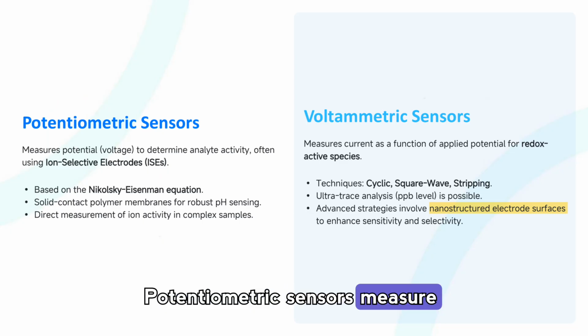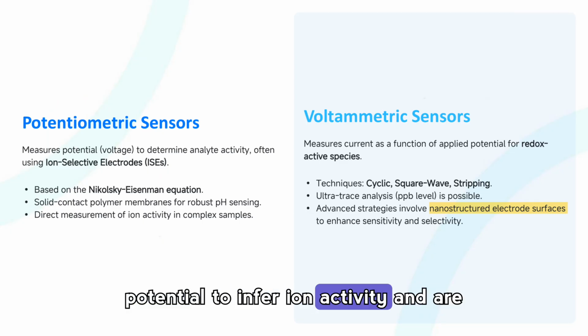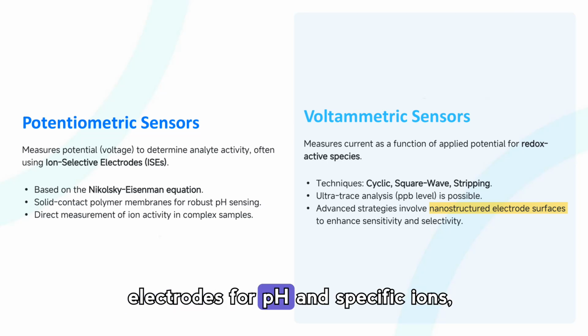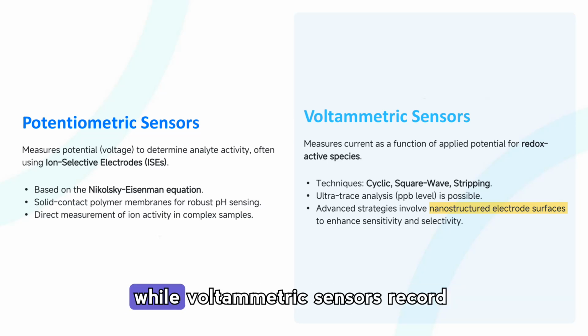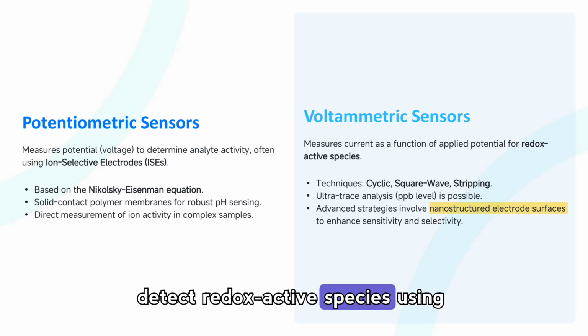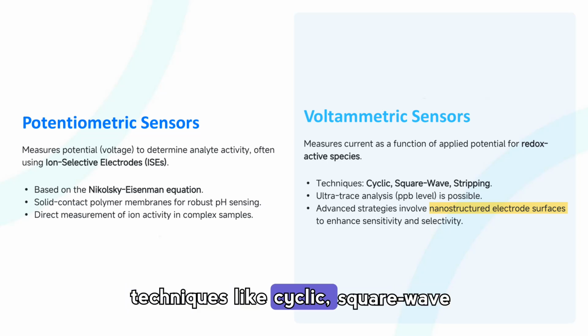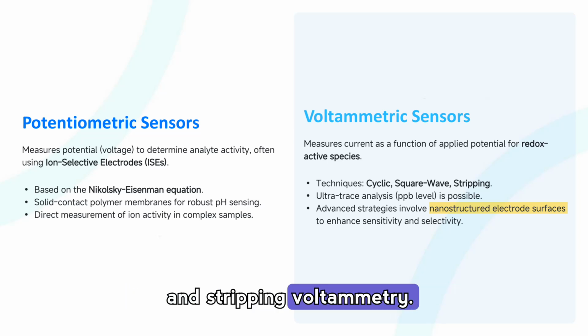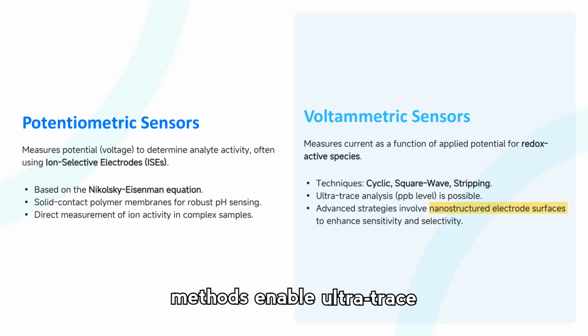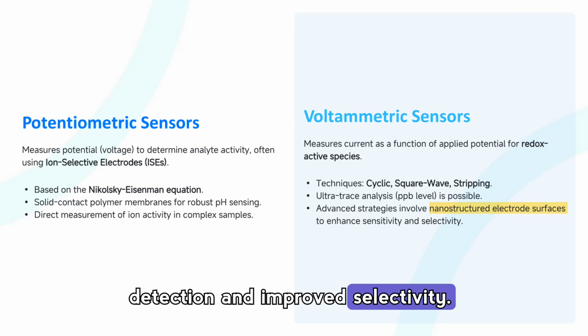Potentiometric sensors measure potential to infer ion activity and are often used with ion-selective electrodes for pH and specific ions, while voltammetric sensors record current versus applied potential to detect redox-active species using techniques like cyclic, square-wave, and stripping voltammetry. Advances such as nanostructured electrode surfaces and refined pulse methods enable ultra-trace detection and improved selectivity.